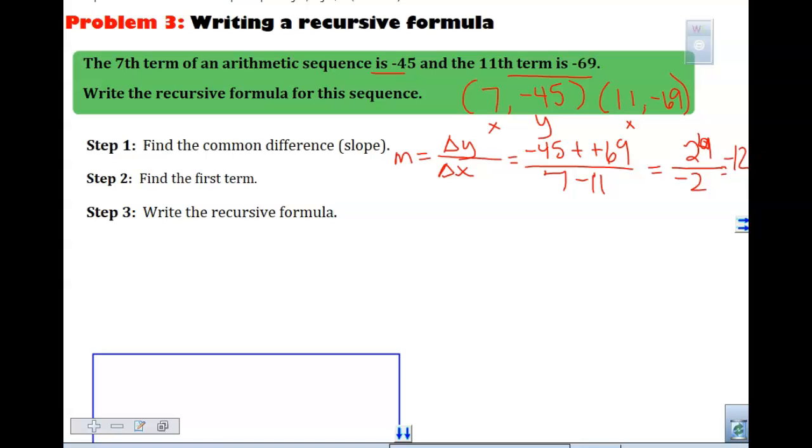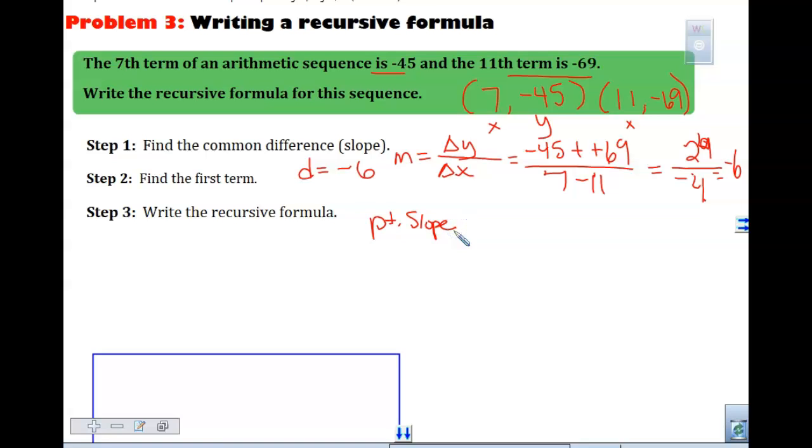No, not 2. No one's going to correct me? It should be negative 4. Correct me, I don't take any offense to that. So 24 over negative 4 leaves us with negative 6. Okay? So, first thing it says, what's my common difference? My common difference is negative 6. I need the first term. So when I'm thinking about the first term, I'm going to start with point-slope form.